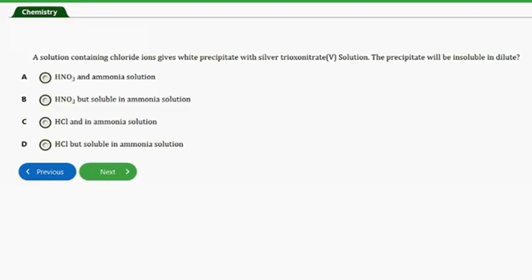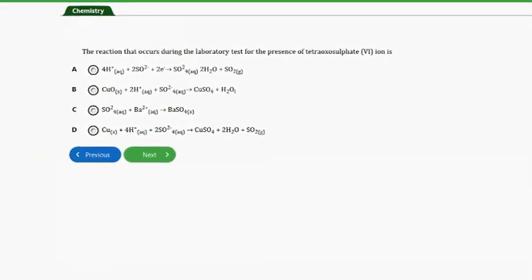So guys, the answer to this question is option B. The precipitate will be insoluble in dilute trioxonitrate 5 acid, but soluble in ammonia solution. A solution containing chloride ions gives a white precipitate with silver trioxonitrate 5. The precipitate is insoluble in dilute trioxonitrate 5 acid, but soluble in ammonia solution due to the formation of the complex ion, silver diammine. So let's consider the next question.